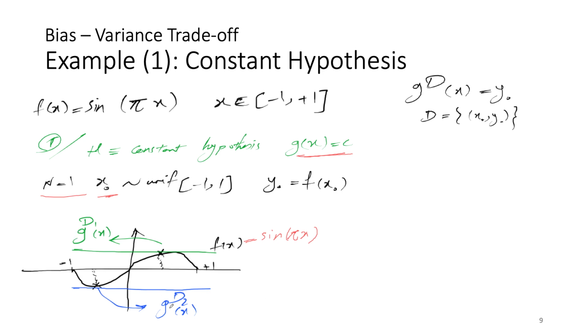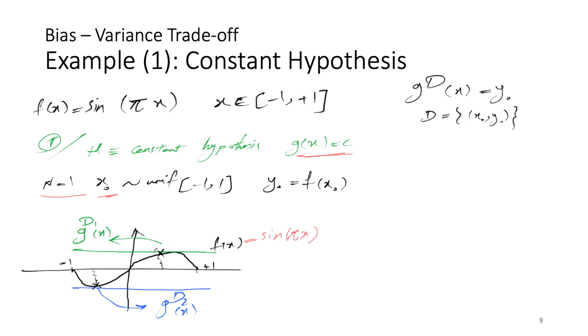We are trying to understand if we use a constant hypothesis. In this case, we use these two cases, and each of them has 1 point. So this blue line, for the g of d2 of x, hits the value of the unknown function at this point. The first one, shown in green, g d1 of x, hits sine pi x at this point, right? So these are two constant hypotheses.